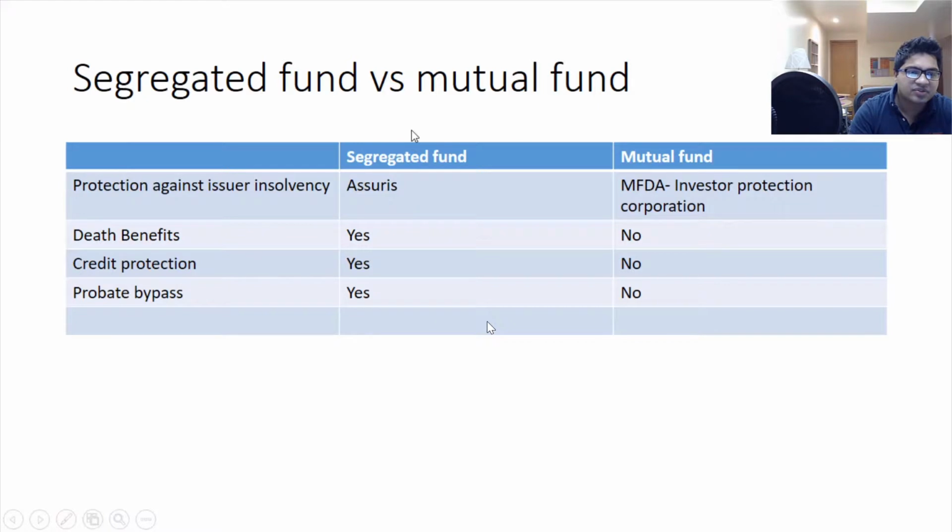Then there are death benefits in segregated funds. There are no death benefits in mutual funds. Credit protection is there in segregated funds. Credit protection is not there in mutual funds. Segregated funds bypass probate. Mutual funds don't bypass probate.